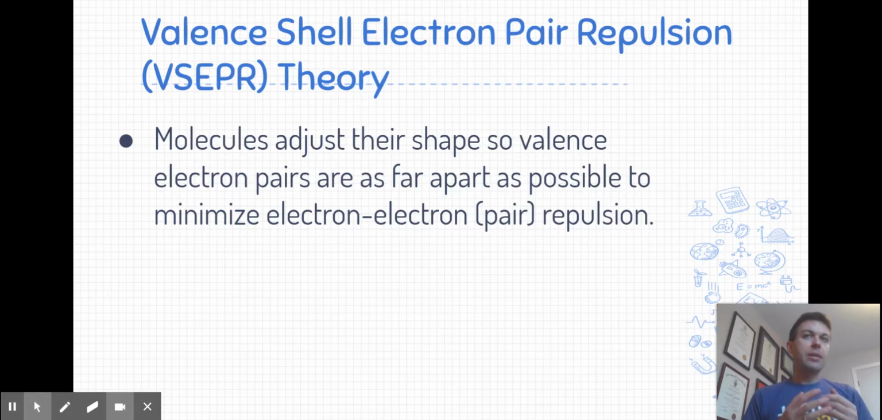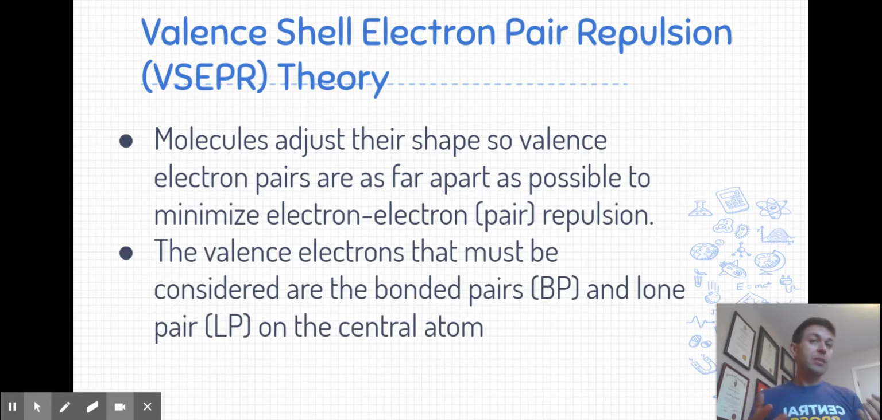VSEPR theory stands for valence shell electron pair repulsion theory. This theory states that the shape of the molecule will be such that the valence electrons will minimize electron-electron repulsion.